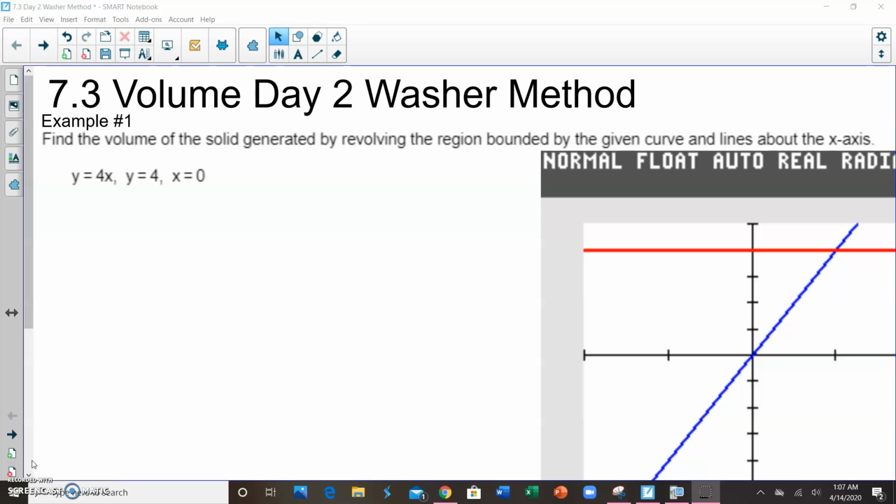The reason we're going to do this as the washer method, first of all, I already set it up for you. As you can see, the red line here is y equals 4. And then we have the blue line here, which is y equals 4x. And then there's also one more line, which is x is equal to 0. So I will draw that in.